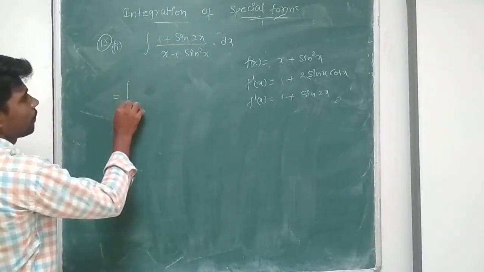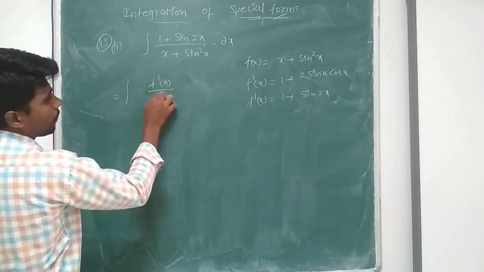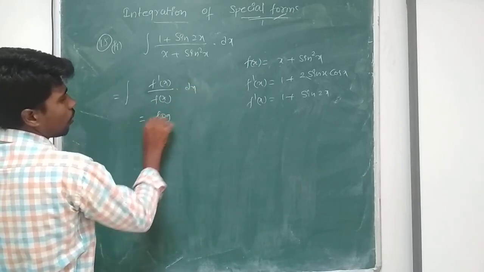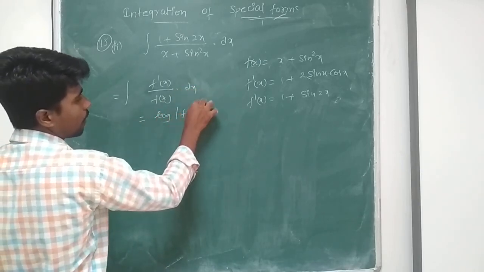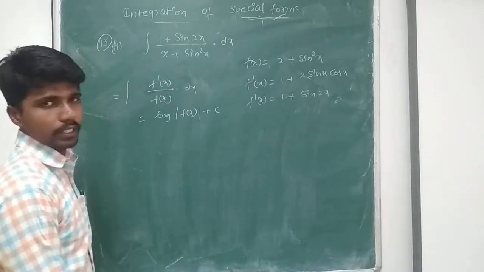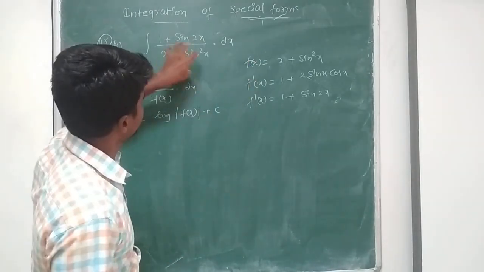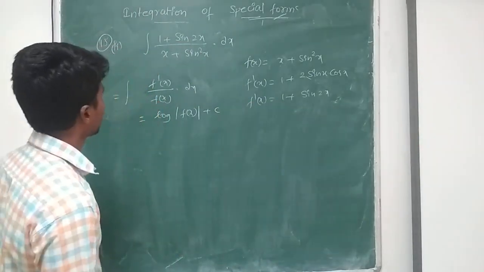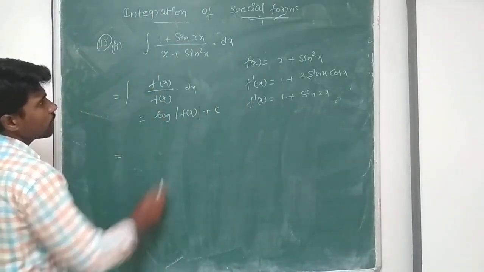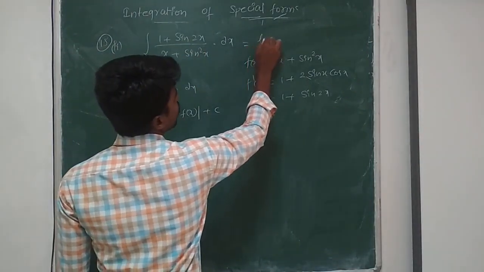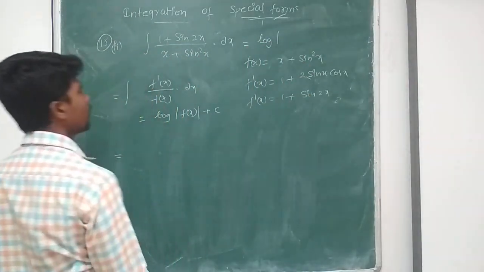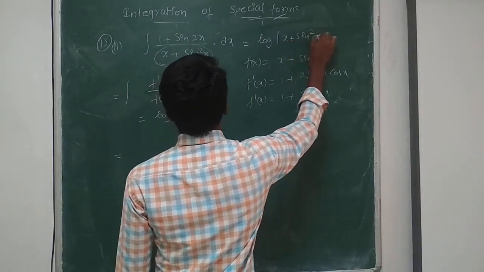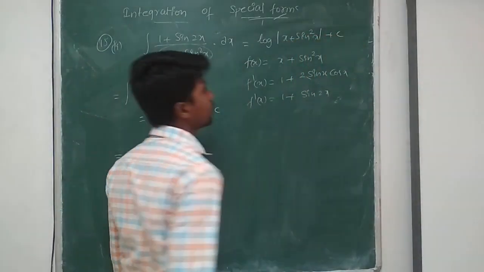It is in the form integral f dash of x by f of x dx, which is equal to log modulus of f of x plus a constant c. So I got f of x as this one and f dash of x as 1 plus sin 2x. So I can write the answer as log mod of x plus sine square x plus c.